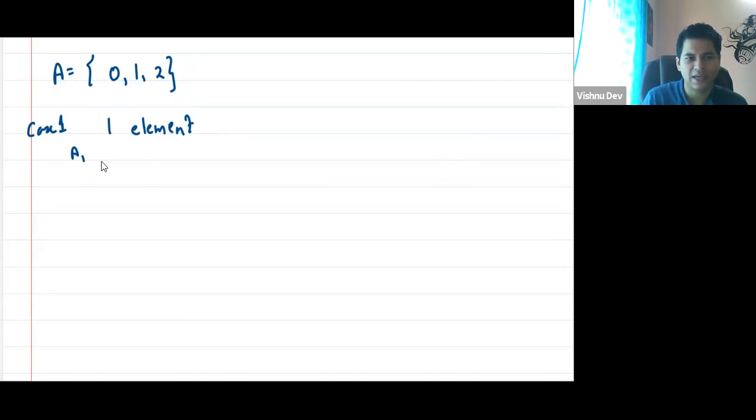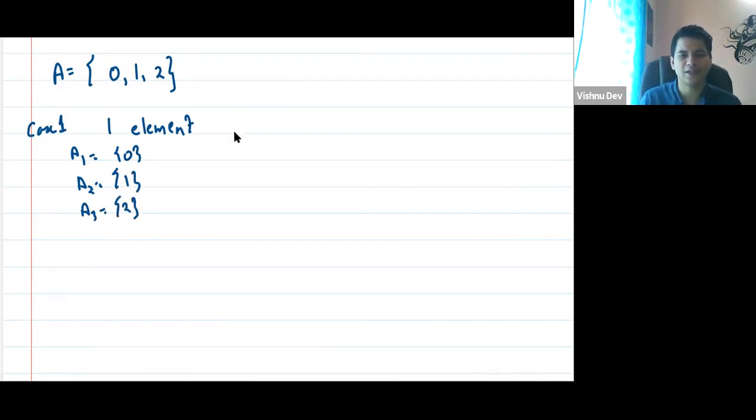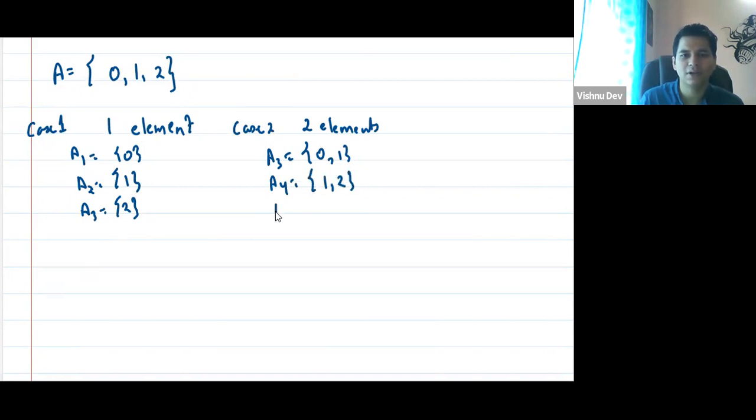So I'm saying A1 is either 0, A2 is 1, A3 is 2. So we'll have 3 subsets. Case 2: 2 elements. So I will have A3, which is {0, 1}, A4, which is {1, 2}. Sir, A3 is already done. No, 2 elements now. Where is it done?